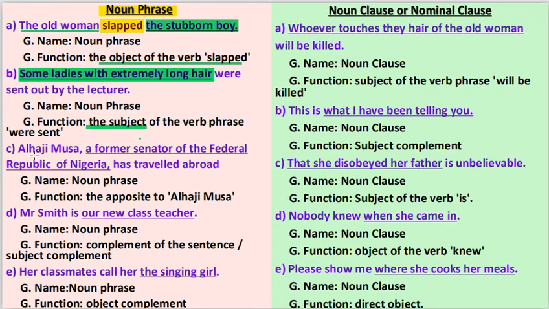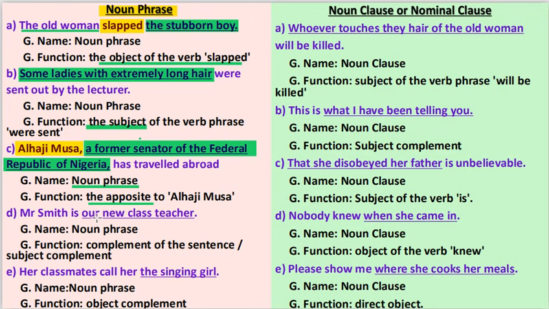Let's come to example C. Alhaji Musa, a former senator of the Federal Republic of Nigeria, has traveled abroad. Now, a former senator of the Federal Republic of Nigeria is underlined. And they ask, what is the grammatical name? Of course, it is a noun phrase. The grammatical function: it functions as the appositive to Alhaji Musa. An appositive is a noun or a noun phrase that gives more information about the noun that has been first mentioned. Like in this case, it gives more information about Alhaji Musa. That's why we call it the appositive to Alhaji Musa, a former senator of the Federal Republic of Nigeria. A noun phrase.